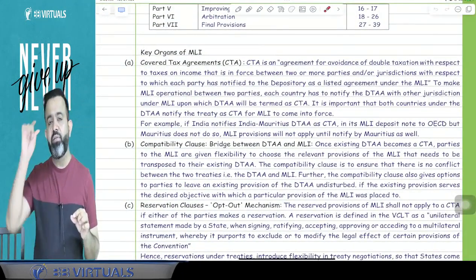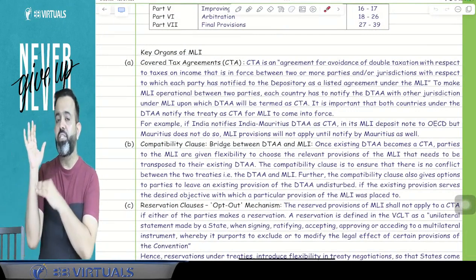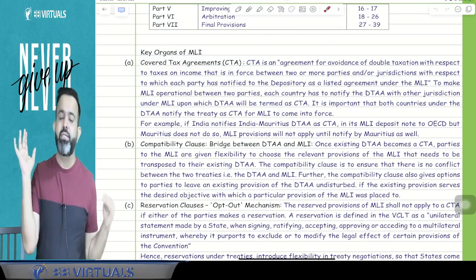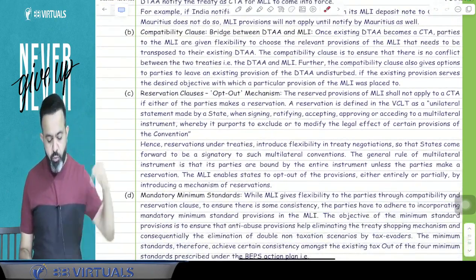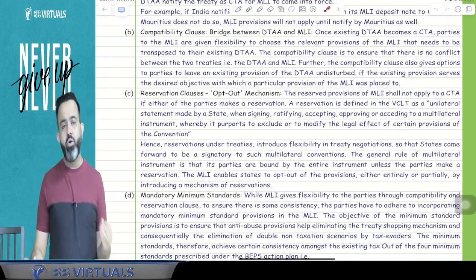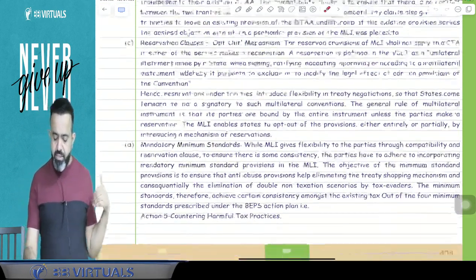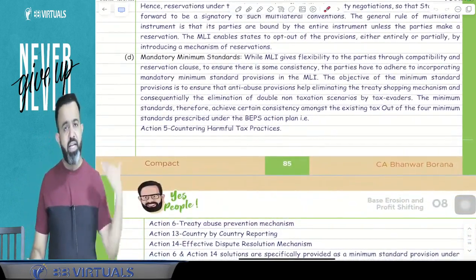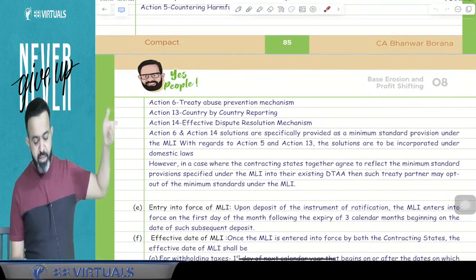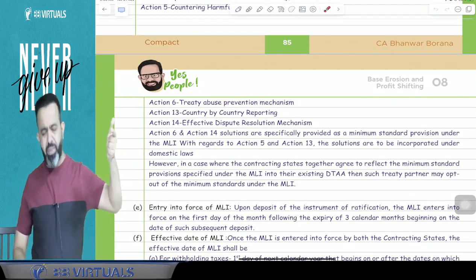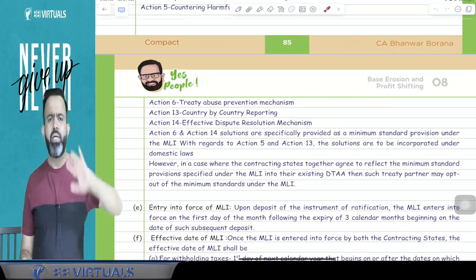Covered tax agreement means they will file one documentation to the OECD depositary, and in that documentation they will mention that they want to change this agreement with this country. If you want to put some compatibility clause or reservation clause, saying this BEPS action plan we are not going to follow, you can put that, no problem. But there are certain mandatory minimum standards that you have to follow, like treaty abuse prevention mechanism, country by country reporting, and effective dispute resolution mechanism. These are the BEPS action plans that you have to follow. The minimum requirement is these action plans.